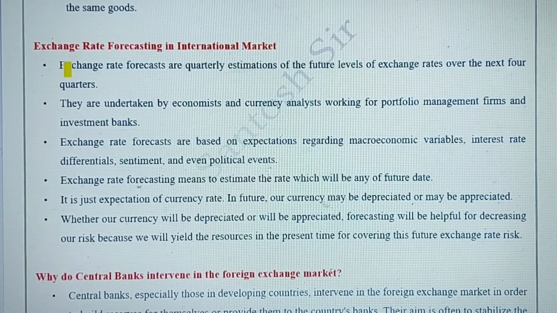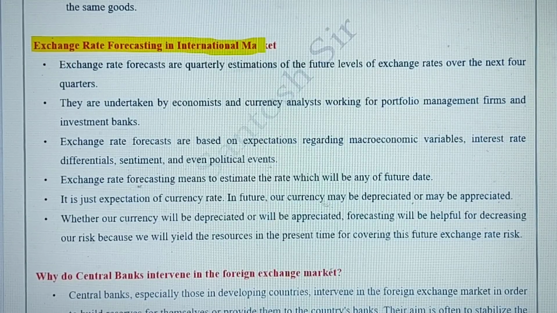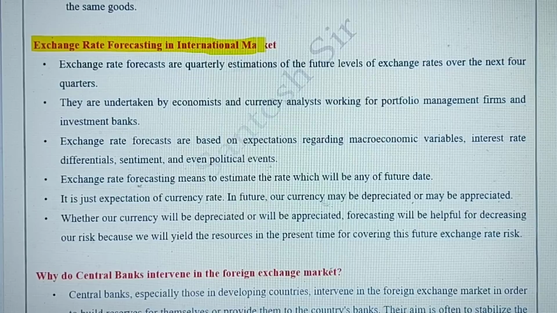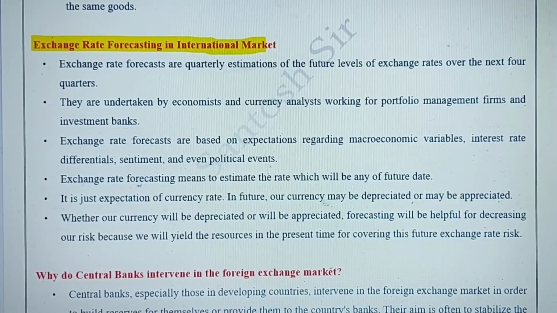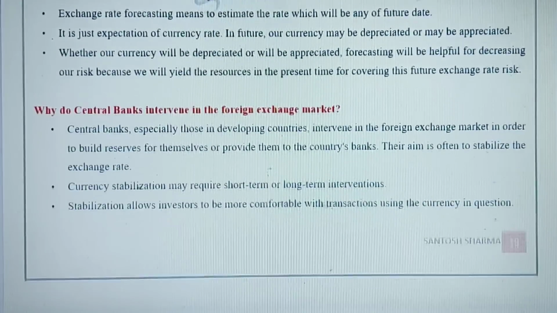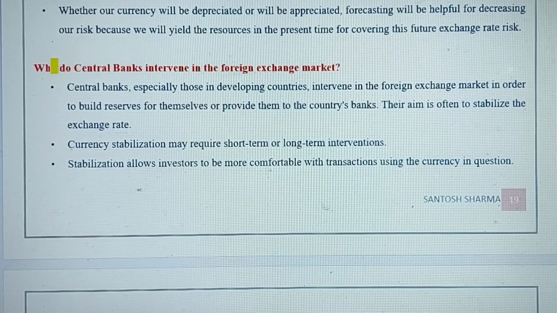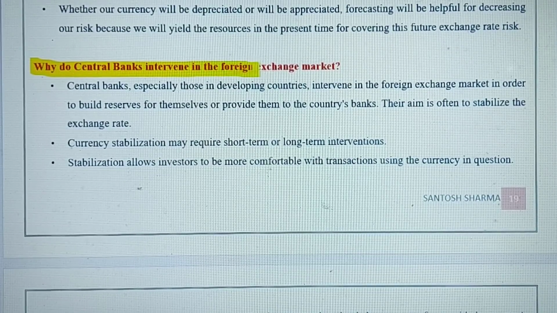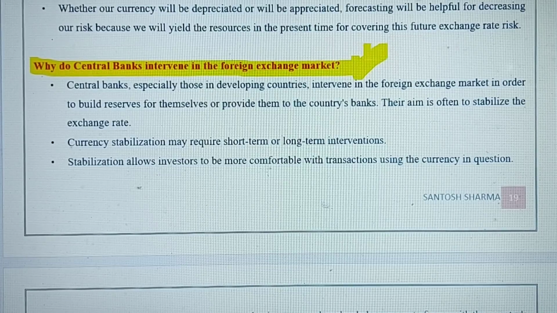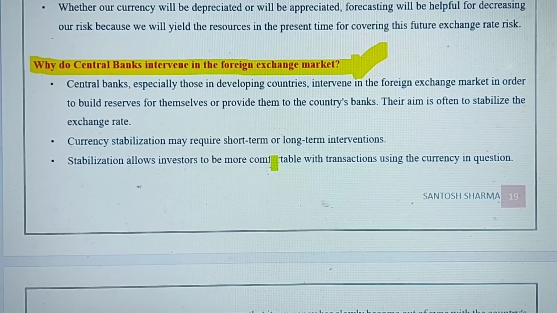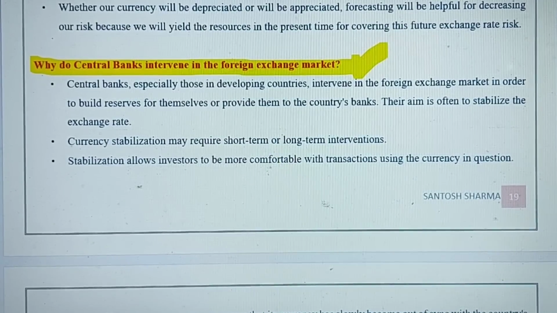Then this exchange rate forecasting, what is that? Basically it is an estimation of the exchange rate in the future. And why do central banks intervene in the foreign exchange market? This is also a very important question. When you analyze the previous year's question paper, you will find this question quite a lot of times. It has appeared in the exams. So this question you need to revise properly for the exams.